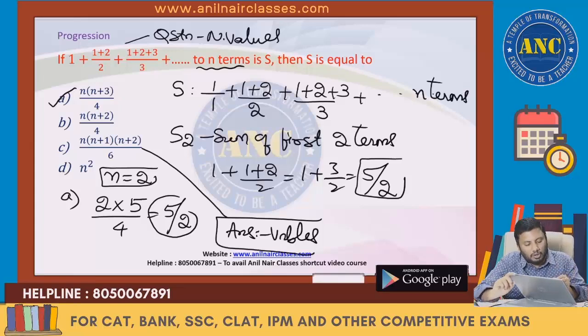N equivalent to 2 here means the sum of the first two terms. If I add the first two terms, 1 plus 3 by 2, which is 5 by 2, substitute in the answer; whatever you get, that itself is the answer. If more than one option gives you the same answer for n equivalent to 2, substitute n equivalent to 3.